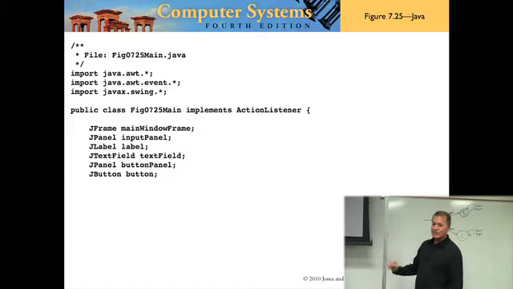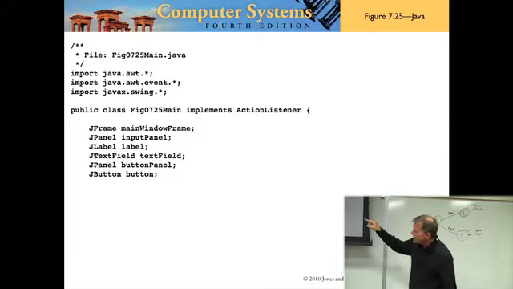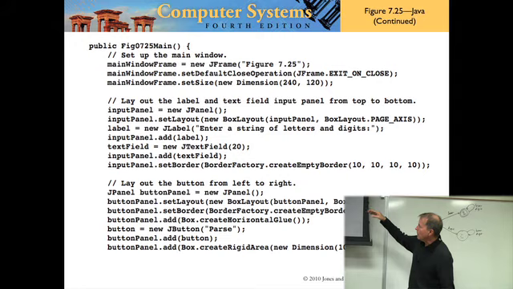Now, as we have done before, I've done all of the code for you for the graphical user interface in Java. If you're interested, you can go through that, but you can see right here there's a JFrame as the main window frame, and a JPanel as the input panel. There's a label, there's a text field, which is where we did the input. And then there's a button panel, and there's a button. And here is the code for all the setup stuff.